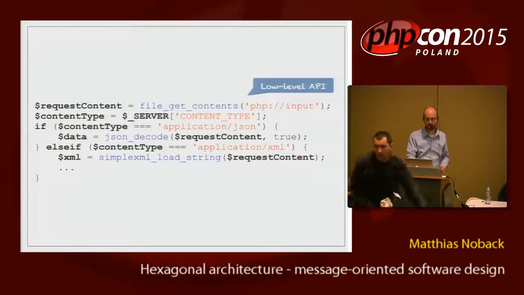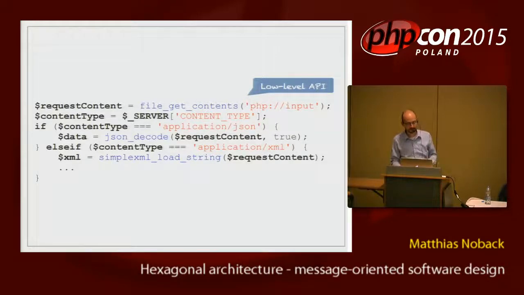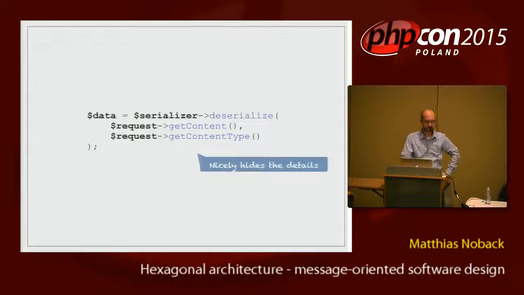Looking back at some pretty old-style PHP code, this is the way that you can take the content from an HTTP request and find out the content type that was sent as a header, and then do some JSON decoding of the data, or maybe some XML decoding from the same data if the content type was different. Nowadays we get all kinds of libraries and framework tools that allow you to do things like this. So you can just call a serializer to deserialize the request content based on the content type. That nicely hides all kinds of details about what's going on under the hood.